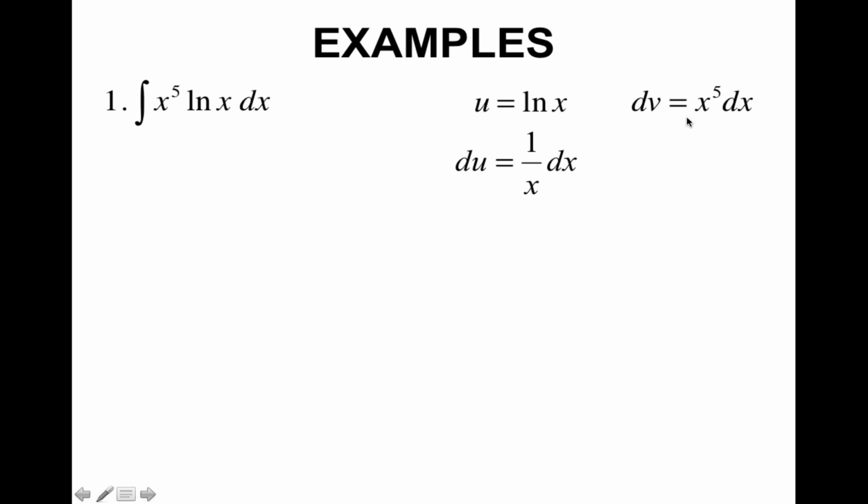I'm going to integrate the dv, so add 1 to the exponent, divide by 6. You're not going to worry about the plus c here. The plus c will come when you do the big problem.